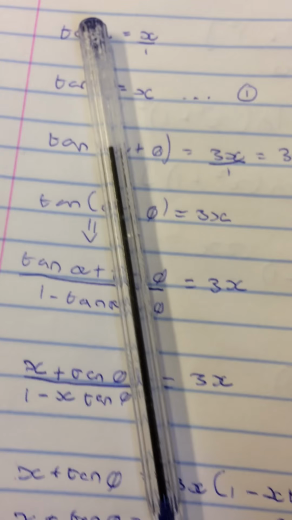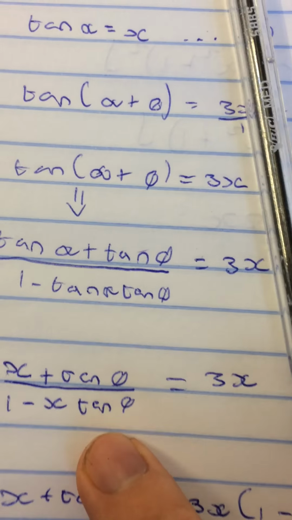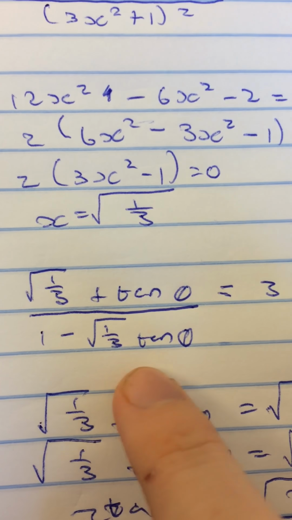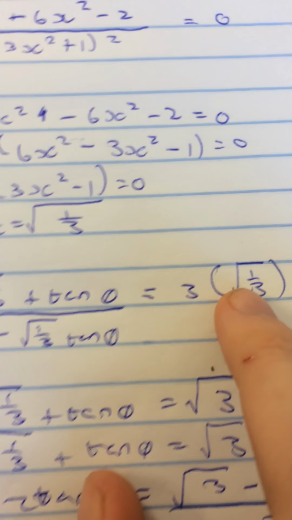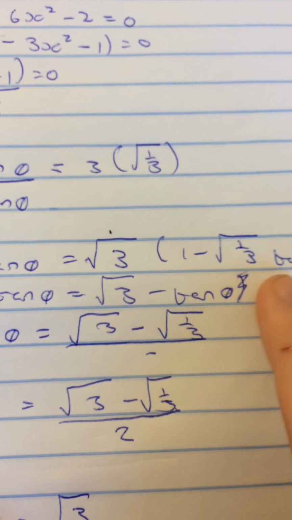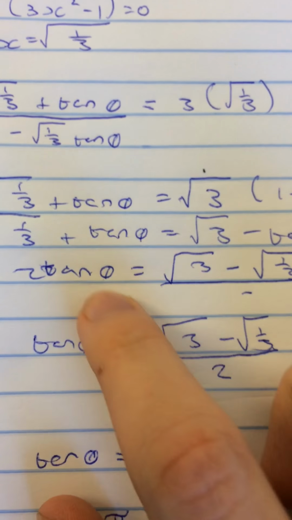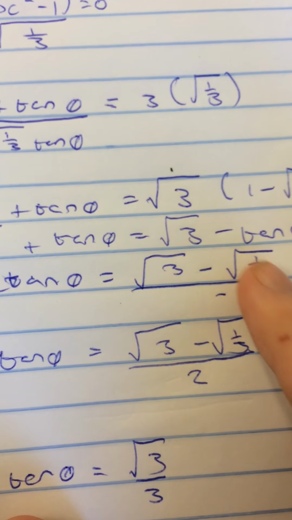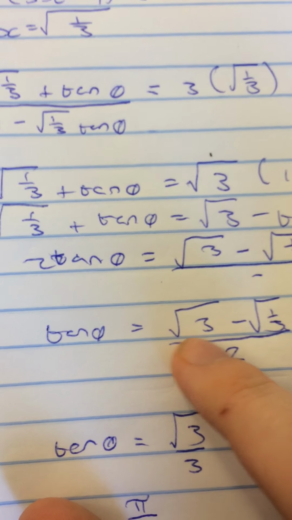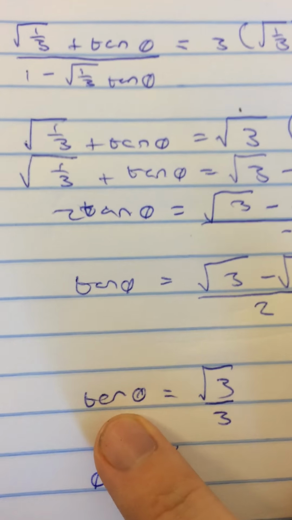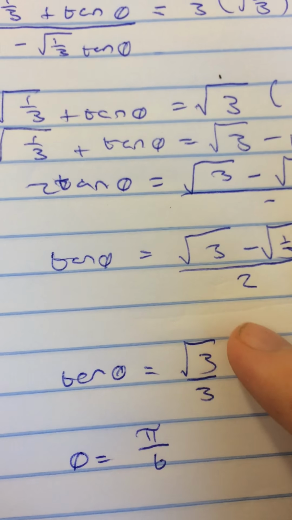Now we fill square root of a third back into our equation in place of x. So we get (square root of a third plus tan theta) over (1 minus square root of a third tan theta) equals 3 square root of a third. We move that across, we multiply it all out, and we move it across again, and we eventually get 2 tan theta is equal to square root 3 minus square root of 1 over 3. So tan theta is equal to (square root 3 minus square root of 1 over 3) over 2. If you simplify that, you get tan theta is equal to square root 3 over 3.